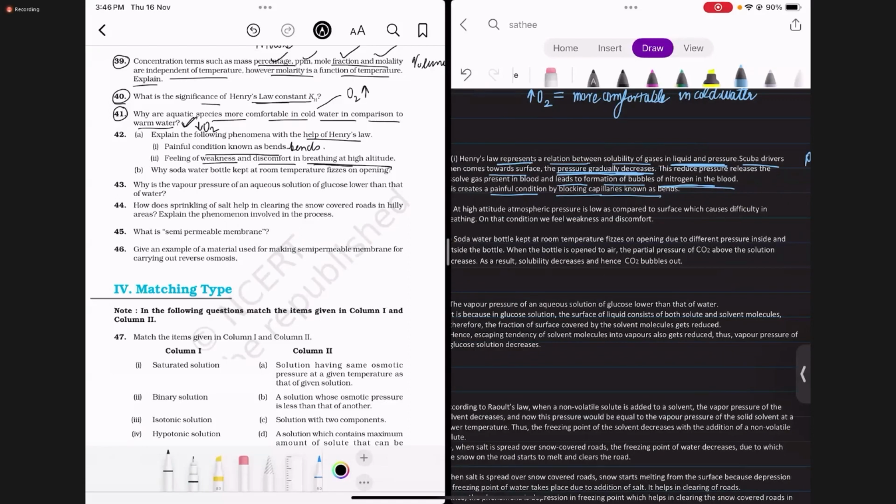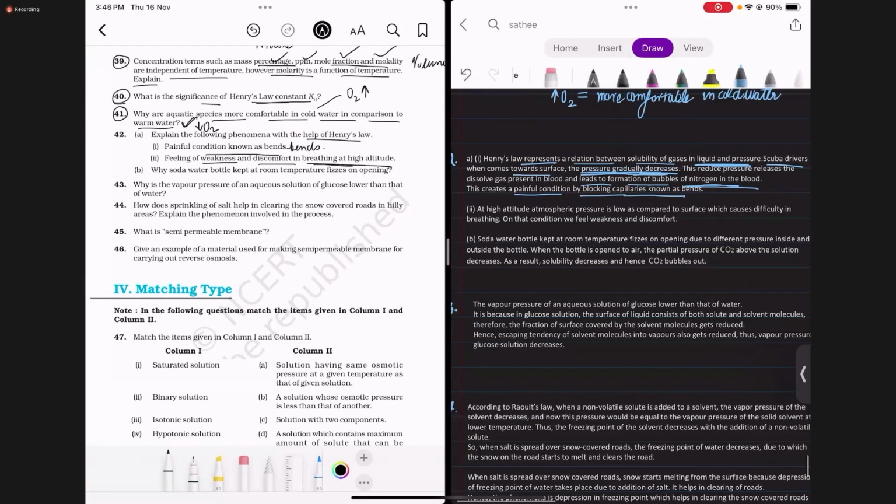Then feeling of weakness and discomfort in breathing at high altitude. तो जब हम high altitude पे जाते हैं, so atmospheric pressure is low.